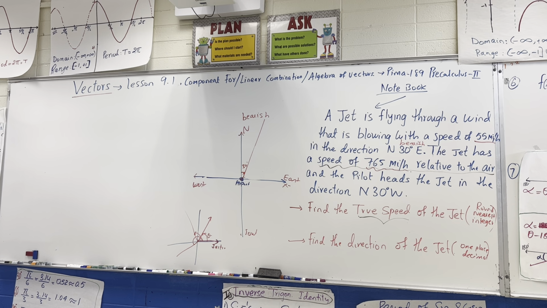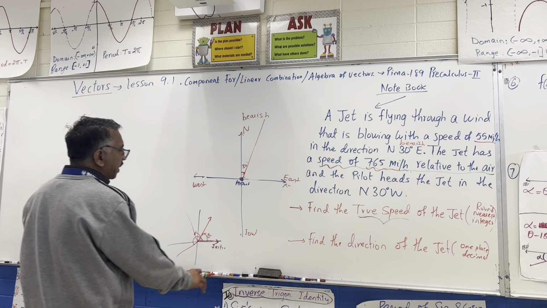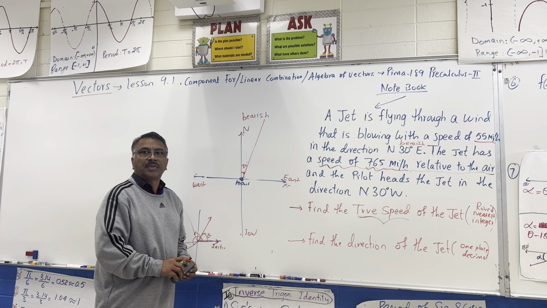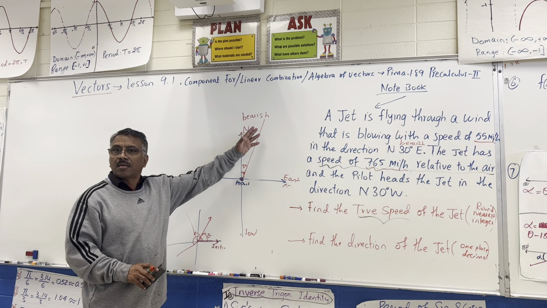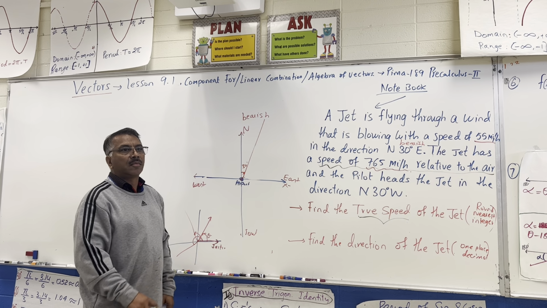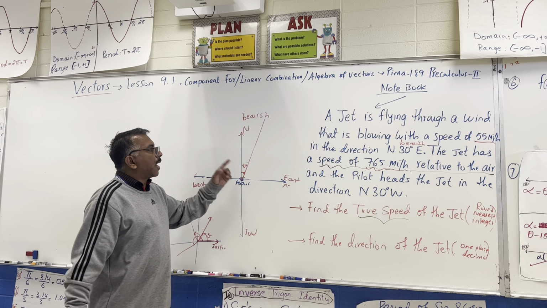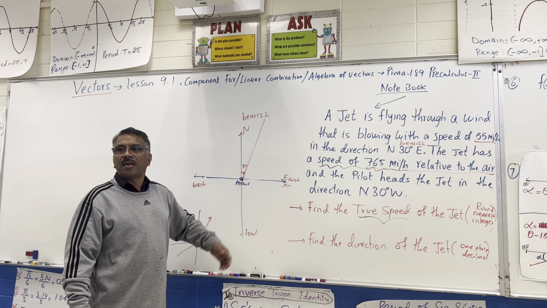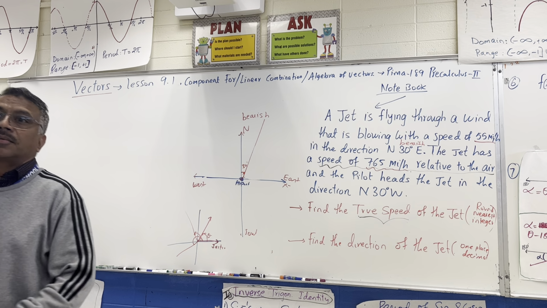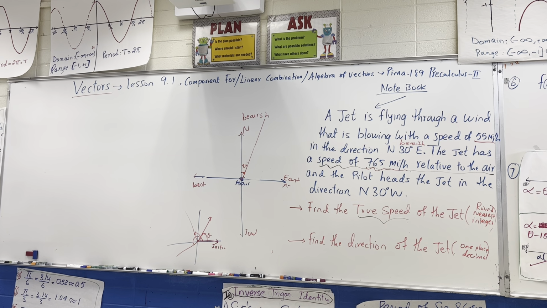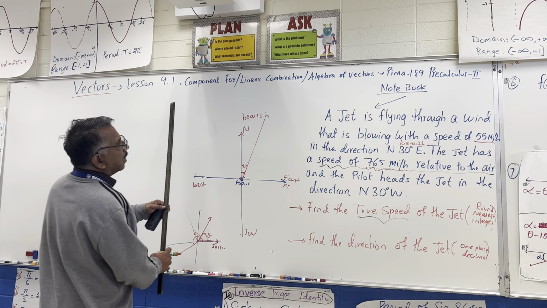Because north, in vectors, it's... Jet. Can somebody tell me where is my mistake? Can somebody tell me where is my mistake here? Is the plane flying this way? Did I draw for the plane or for the wind? Which one did I do here? You did the plane, right?